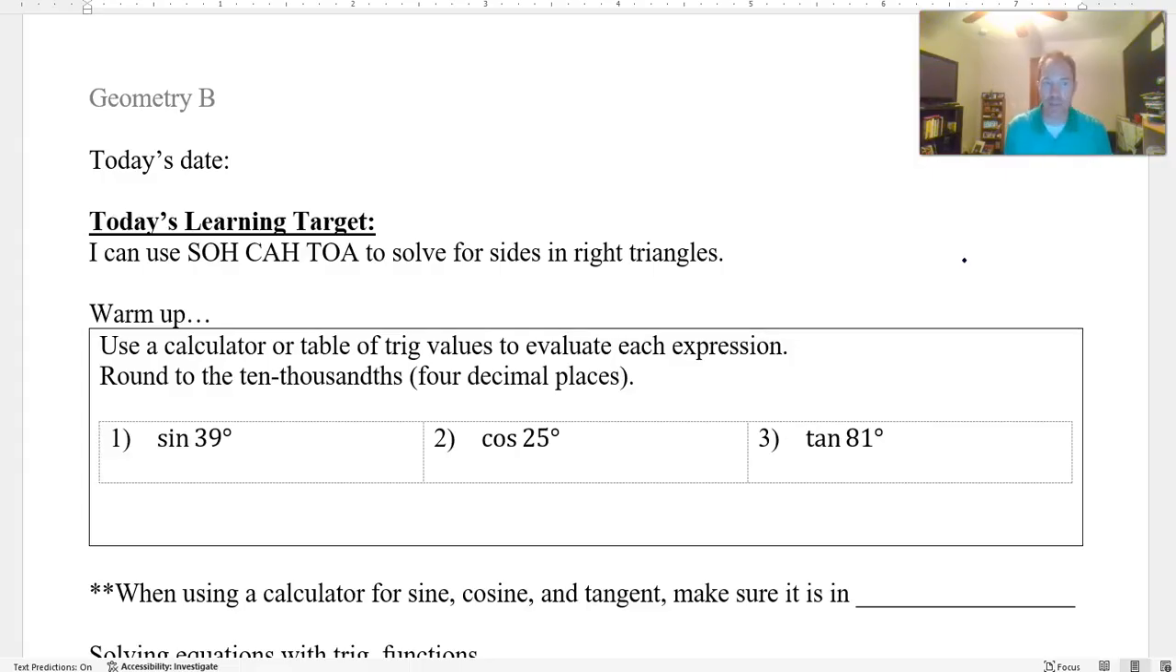It says use a calculator or table of trig values to evaluate each expression. You may or may not have a table of trig values. I'm going to use the calculator here. So to find the sine of 39 degrees, the cosine of 25 degrees, tangent of 81 degrees, I'm going to use a calculator for those.